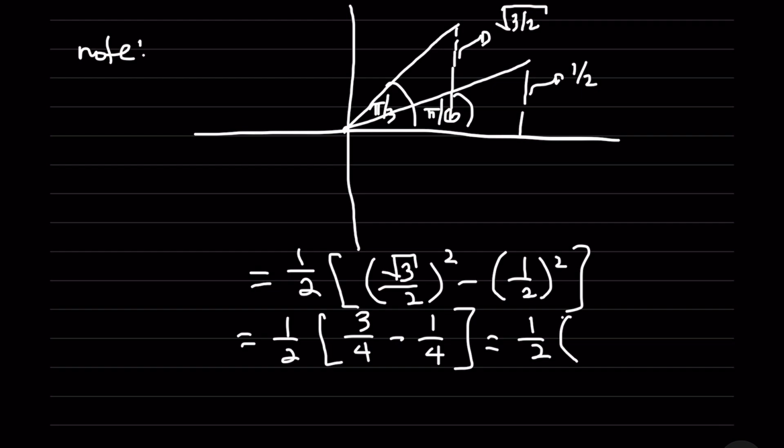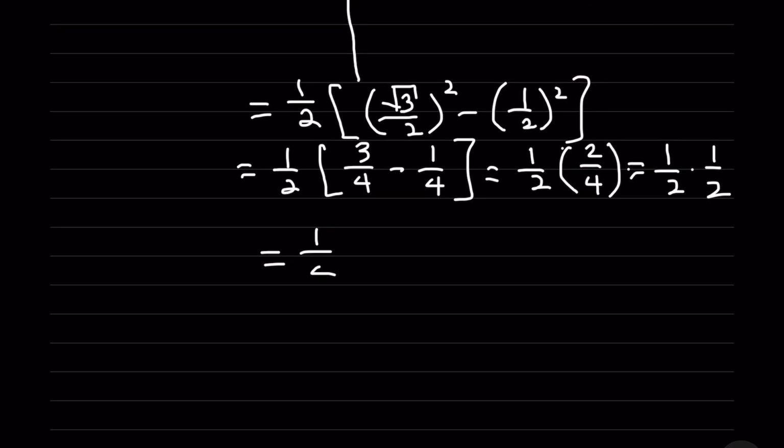So we have 1/2 times 2 over 4, or 1/2, right? So that is 1/2 times 1/2. The final answer is equal to 1/4.